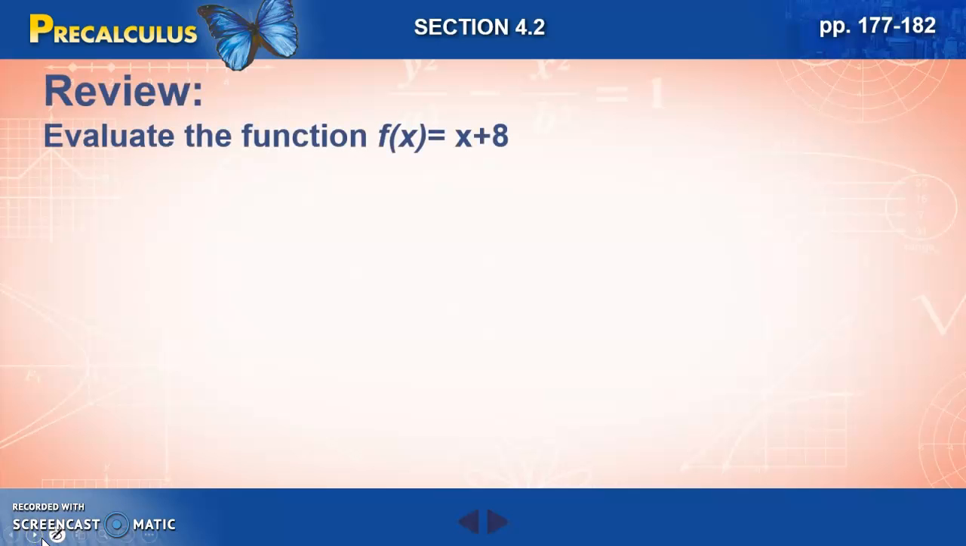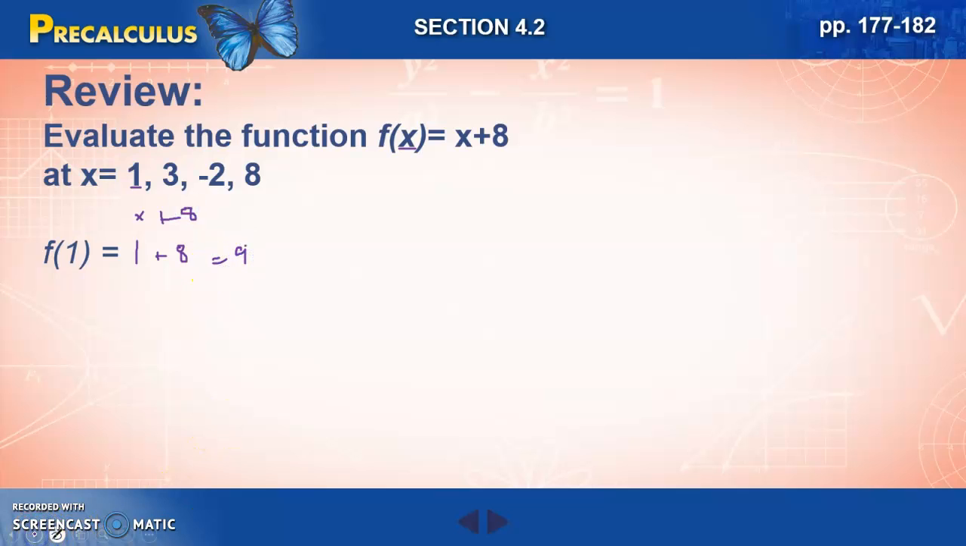Let's do a quick review. Evaluate the function f of x equals x plus 8, given this domain: x is 1, 3, negative 2, and 8. Hopefully you remember that you're just going to plug and chug here. Every time you see an x, you're going to plug in this number and evaluate the function. So for f of 1, we substitute 1 in for the x and write the rest of the function. The function was x plus 8, so f of 1 equals 9.